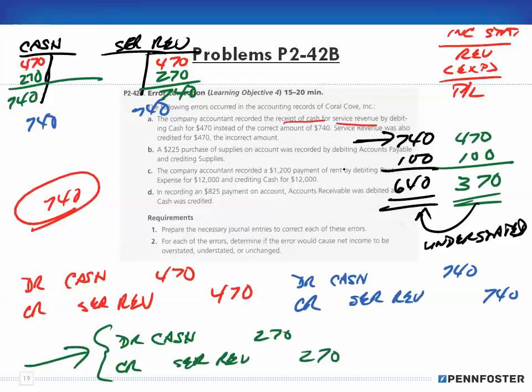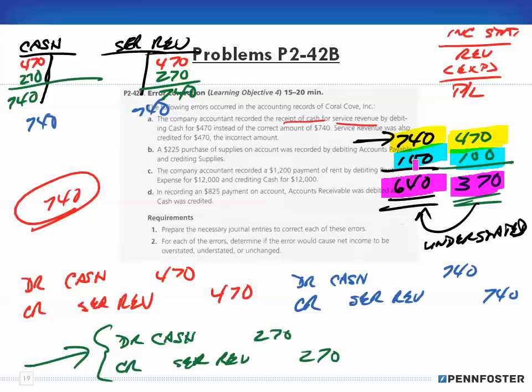Now I suggest that you do this type of thing by plugging in numbers. You don't need to have exact numbers; you make up numbers as you go. I'm using the hard number of 470 here and 740. And yes, I'm making up this 100 and this 100, but I could have just as easily made it 50, 75, or 600. It doesn't matter. The net effect is still going to be that it's understated.